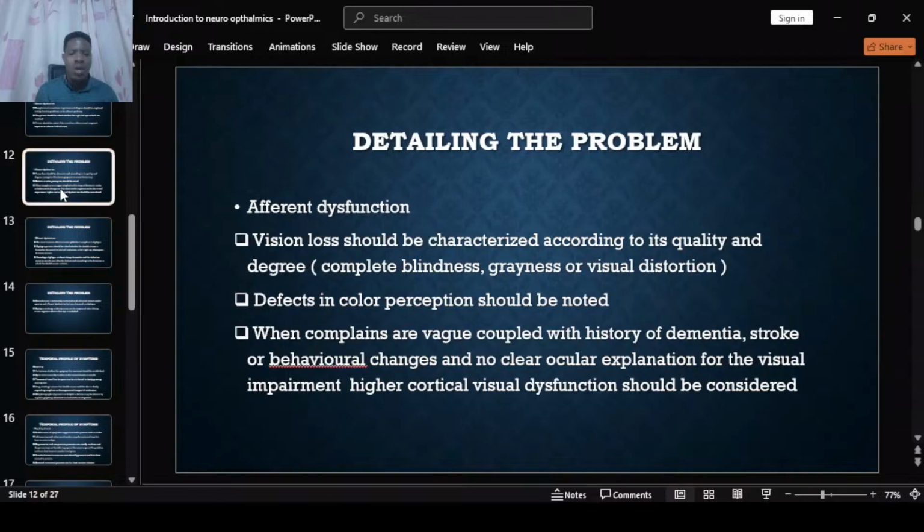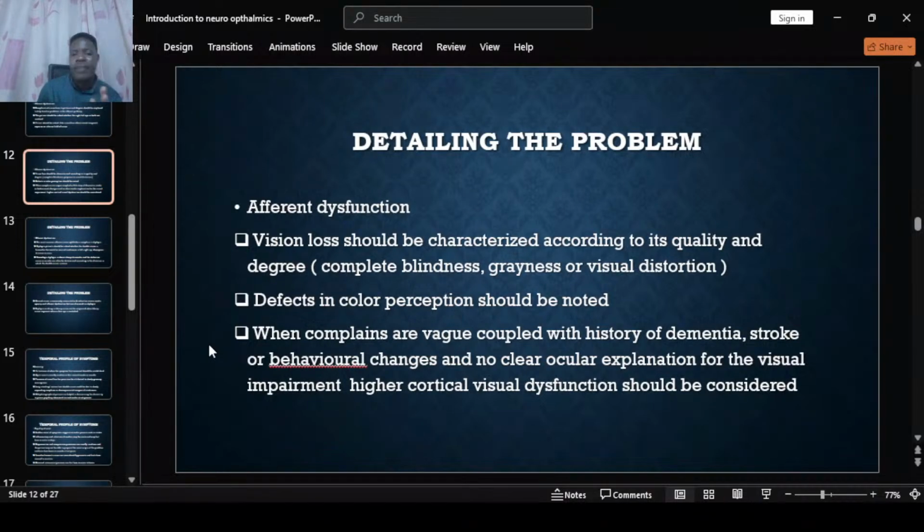Also, vision loss should be categorized according to its quality and degree, such as complete blindness, grayness, or visual distortion. If the patient says I can't see, it could mean I'm not seeing at all, or I'm seeing but it is not sharp, or I'm seeing but it is distorted. Whatever it is, we want to grade it. And also defects in color perception should be noted. Most times in a neuro-ophthalmic clinic, we will always do a color vision test. It is almost a must, because it tells us a whole lot about what is going on in the visual system.